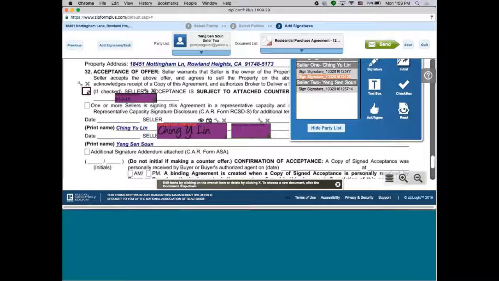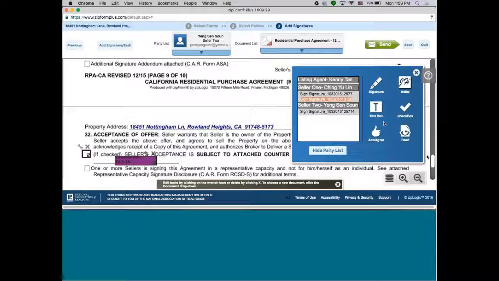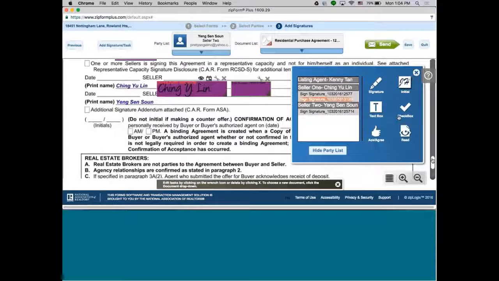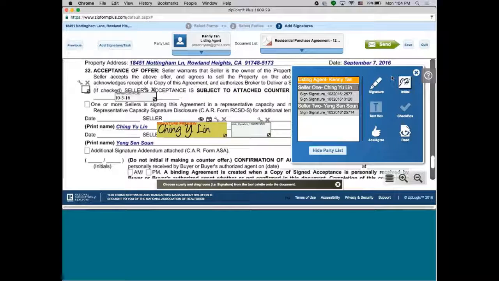To complete the form, if you are the listing agent, you're supposed to complete this part, and you're supposed to put your initial right here. So in this case, I'm the listing agent, so I need to put my initial somewhere. Okay, I put my initial here. This is my initial. It says here, do not initial if making a counteroffer. That's right. Because I'm making a counteroffer, I'm not initialing.